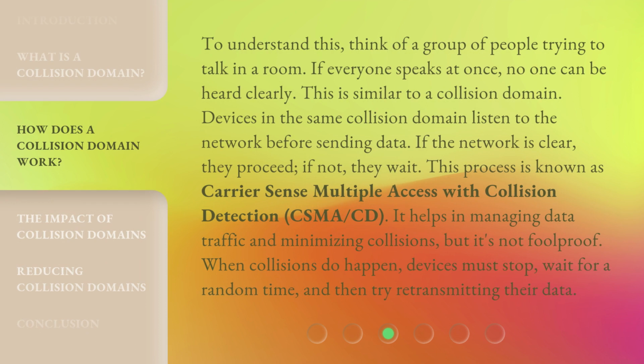To understand this, think of a group of people trying to talk in a room. If everyone speaks at once, no one can be heard clearly. This is similar to a collision domain. Devices in the same collision domain listen to the network before sending data. If the network is clear, they proceed. If not, they wait. This process is known as carrier sense multiple access with collision detection, CSMA/CD. It helps in managing data traffic and minimizing collisions, but it's not foolproof. When collisions do happen, devices must stop, wait for a random time, and then try retransmitting their data.